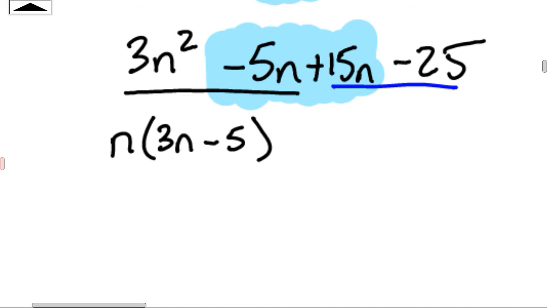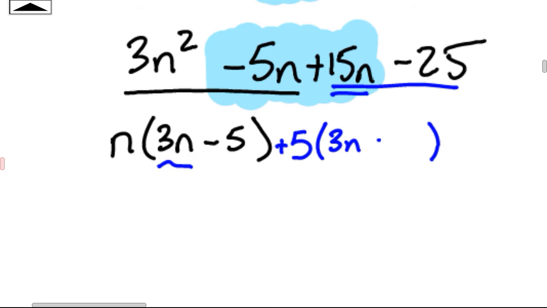Now I look at these two terms. What can I take out of a 15 and a 25? Well, I can take out a 5, and that's it. But remember, you have to take a positive or a negative out. So in this case, I'm going to take out a positive. I'll explain that in a second. Then 5 times what makes 15n? Well, I need a 3n. Notice what you see over here. 5 times what makes negative 25? Negative 5. So if you do these problems correctly, whatever's in the parentheses is always going to be the same. That's like a checkpoint. Now I know I'm on the right track.